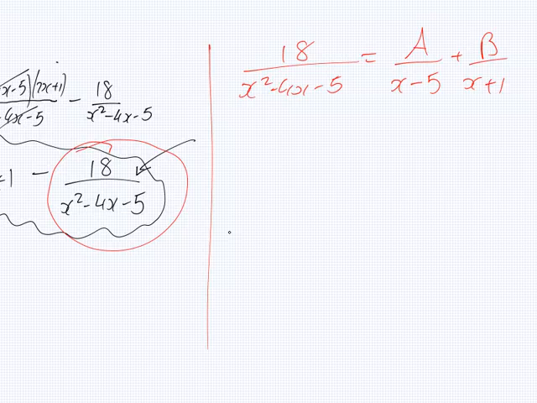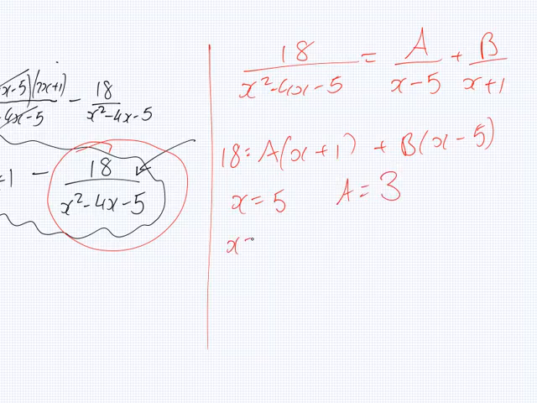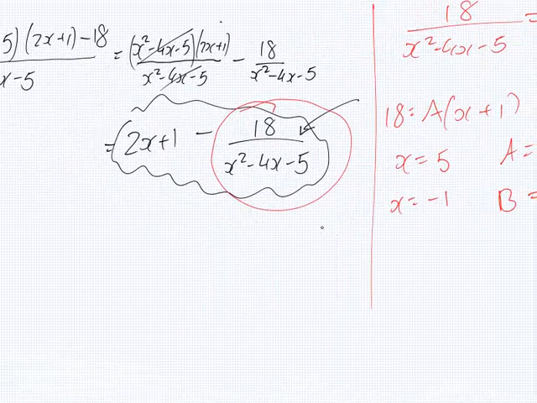Yeah, you got the A and the B? Great, so here you get 18 equals A times x plus 1 plus B times x minus 5. So if you start off with x equals 5, you get A equals 3. And then if you have x equals minus 1, you get B equals minus 3. Great. So if we go back here, we now have our answer, nearly.